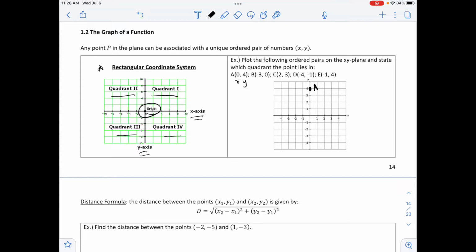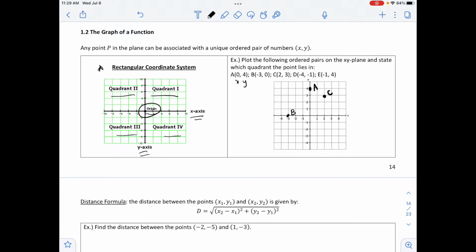B is negative 3, 0. Which again, I'll put my point there. This again is not on a quadrant. It is on the x-axis. C is 2, 3. So we're going to go right 2 and up 3 from the origin. I'm going to label that C. Point C is in quadrant 1.